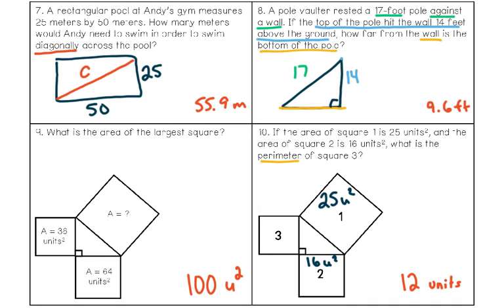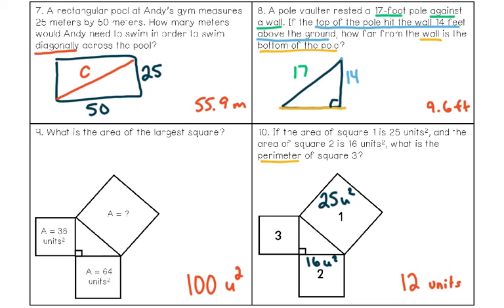So to solve this problem, I would take 17 squared. I would get 289. I would subtract that from 14 squared and get 93. The square root of 93 is approximately 9.6 feet. Number 9 is just asking for the area of the largest square. So a squared plus b squared equals c squared. I know 36 plus 64 is 100. So 100 square units would be the area of the largest square.